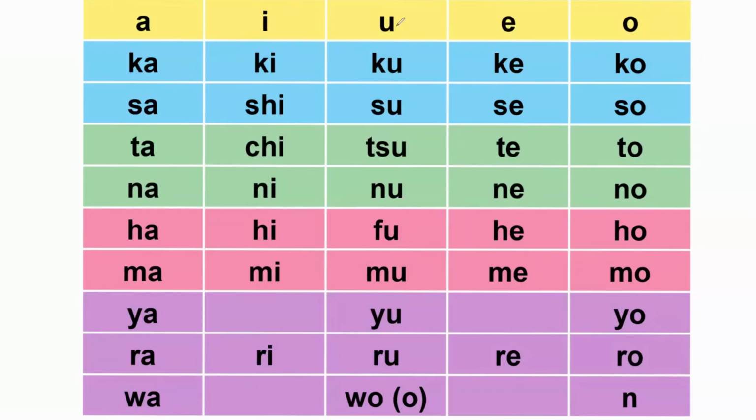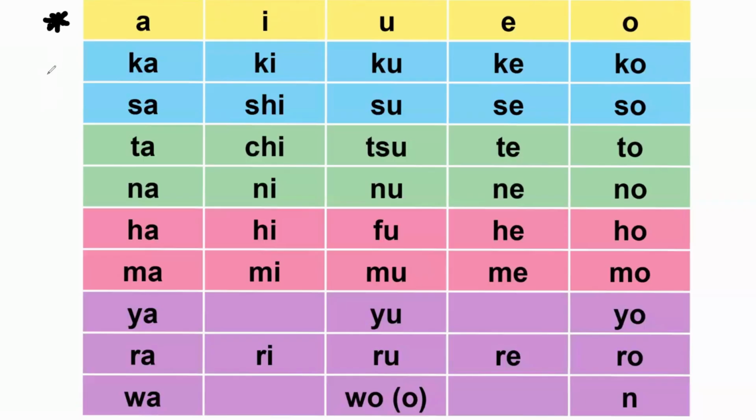The third character is U, which is pronounced as U. The next character is E, which is pronounced as A. And the next character is O, which is pronounced as O. So the sound becomes A, E, U, A, O. So this one is the first row, which is the vowels row, right?